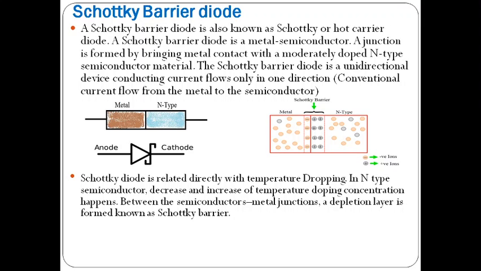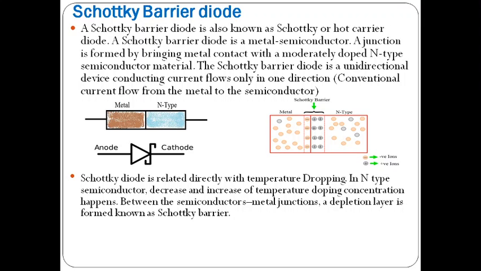Here in the Schottky barrier diode, the current flows only in one direction, from metal to semiconductor. And here the charge carriers are only electrons. In metals the majority charge carriers are electrons, and in n-type semiconductor also the charge carriers are electrons. So here it is a unipolar, unidirectional, unijunction diode.